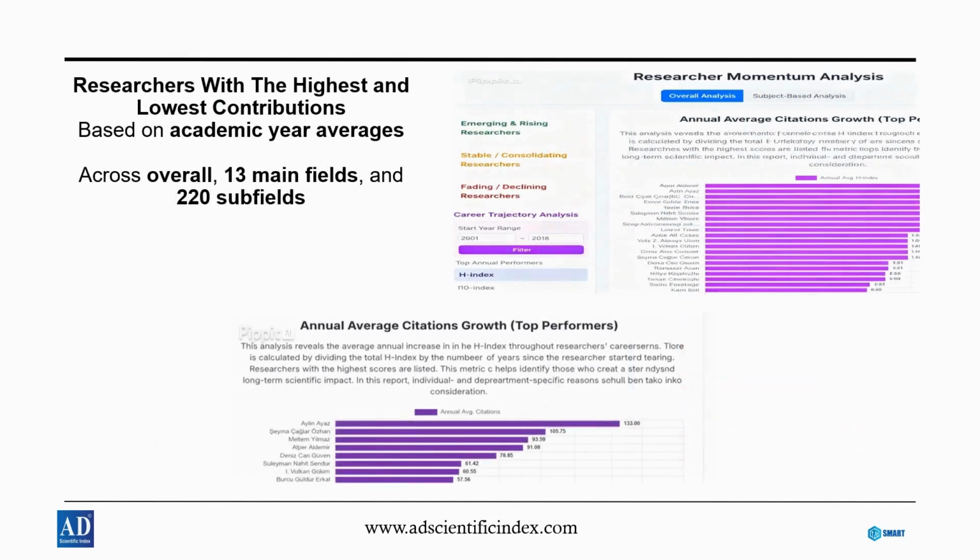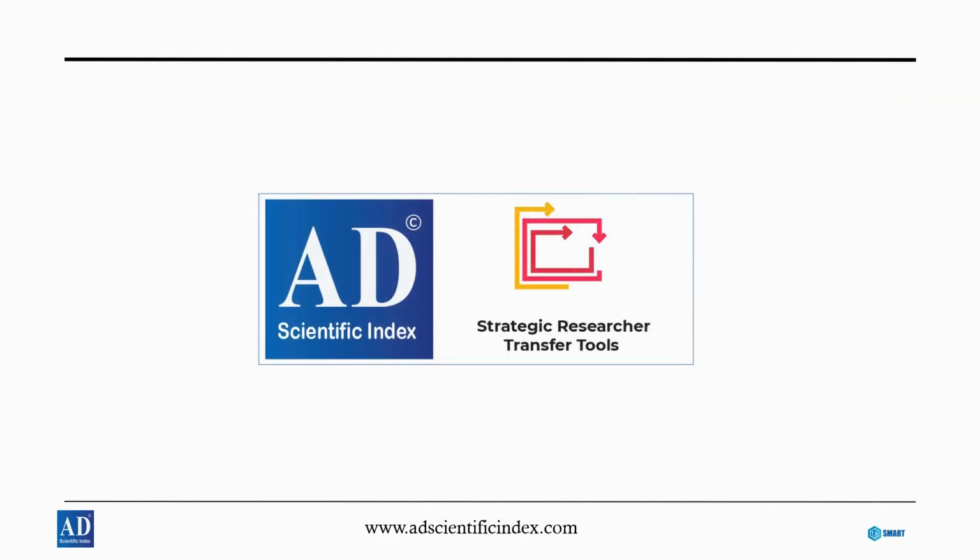Researchers with the highest and lowest annual contributions are identified through academic year averages, highlighting long-term performance trends. The analysis spans the overall ranking, 13 main scientific fields, and 220 subfields, revealing top performers with strong citation growth as well as those with lower annual impact. These insights help institutions recognize leading contributors and understand areas that may require support or improvement.